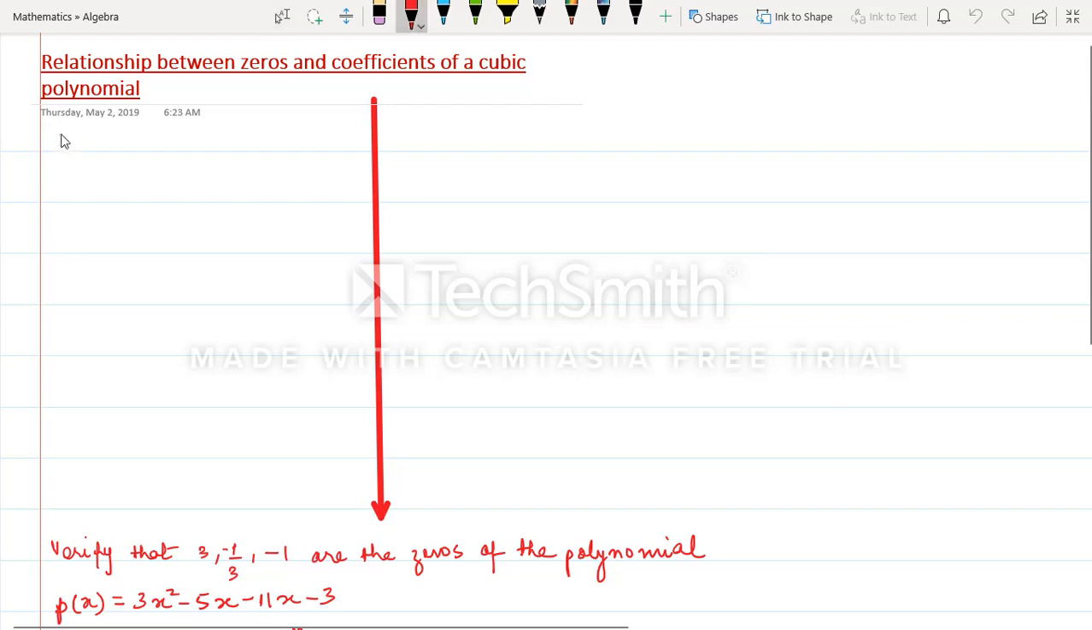So the general form of a quadratic equation or a quadratic polynomial is f of x is equal to a x squared plus b x plus c. Now, if this is the general form of a quadratic polynomial, then what are the roots denoted by? The roots are denoted by alpha and beta.